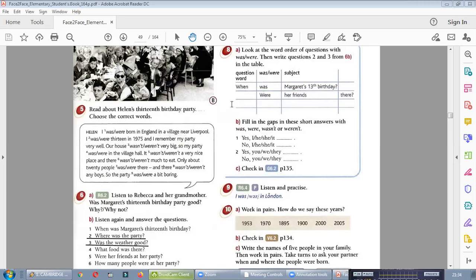What do we write here in the first space, the first gap? Where? Correct. The question word where. So we have where. Okay, what comes after it? Was. Correct. Subject. The party. Right. The party. Okay, what about the next question? How do we write it?